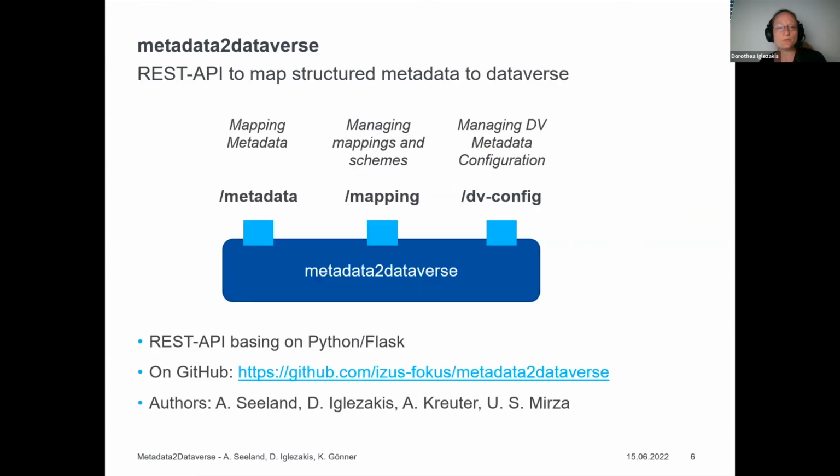And now what we did is just a small REST API based on Python Flask that does a mapping from one structured metadata format to the Dataverse JSON format. I will now further concentrate on the metadata endpoint. This is the one that does the real mapping. We have other endpoints that manage the mapping files between the schemas, and also endpoints for handling the metadata configuration of the Dataverse installation. The code is available on GitHub, together with the Dockerfile and the GitHub action. It's authored mainly by my colleague, Annette Seeland, who's also here in this session, and me on a conceptual level, and our students, Anne Kreuter and Usman Mirza, on the implementation.